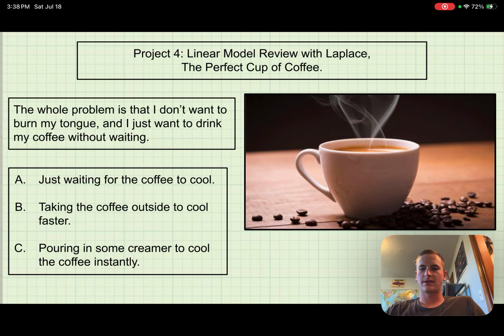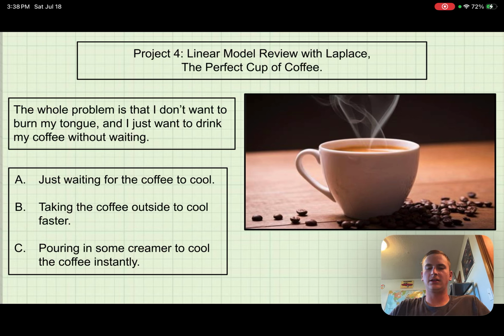Alrighty, Math Project 4, Linear Model Review with Laplace: the perfect cup of coffee. So the scenario is you're at a cafe, and the coffee's too hot to drink. Classic, you burn your tongue.